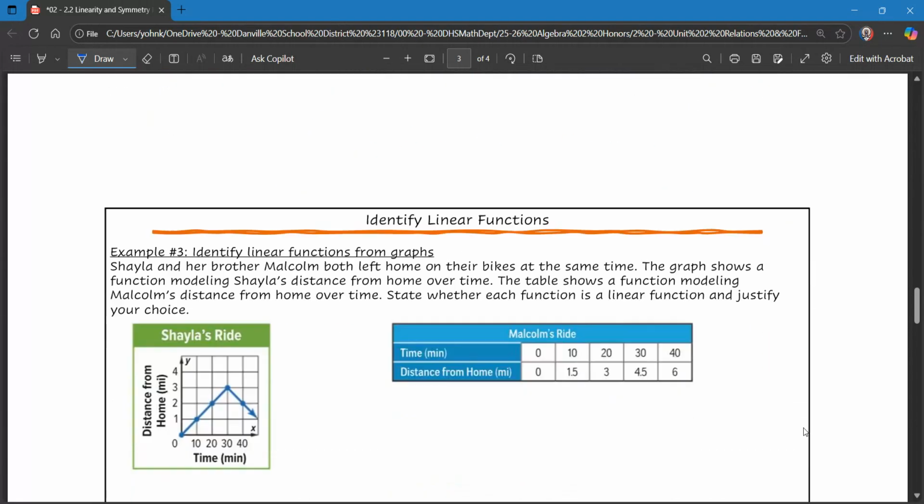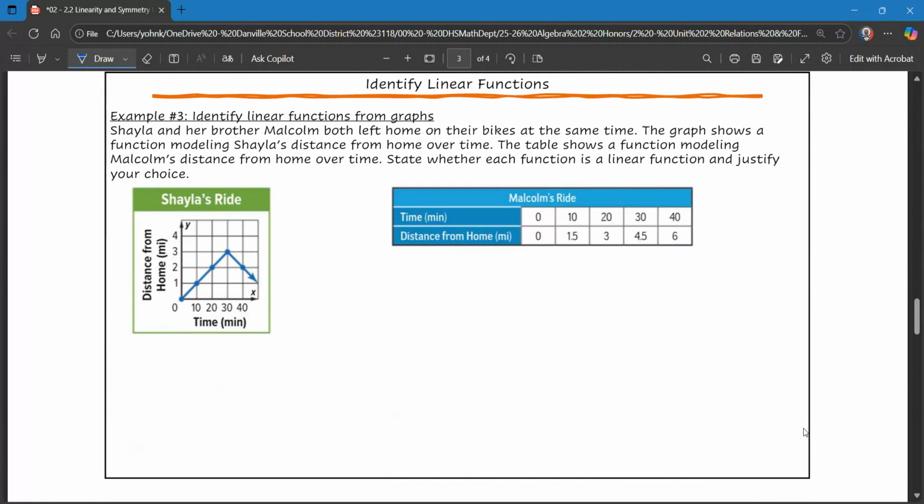All right, let's look at another example. Shayla and her brother Malcolm both left home on their bikes at the same time. The graph shows a function modeling Shayla's distance from home over time. The table shows a function modeling Malcolm's distance from home over time. State whether each function is a linear function and justify. So it looks like Shayla starts off at home. She rides for 10 minutes away, 20 minutes away. At 30 minutes away, she turns back around and is going back home again.